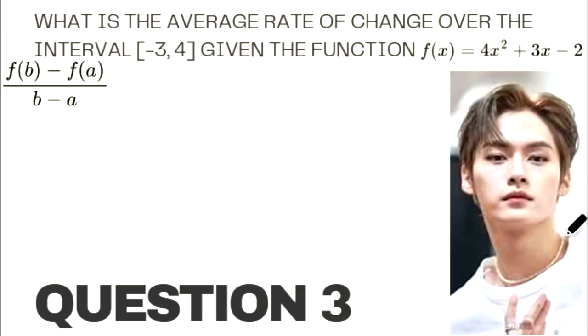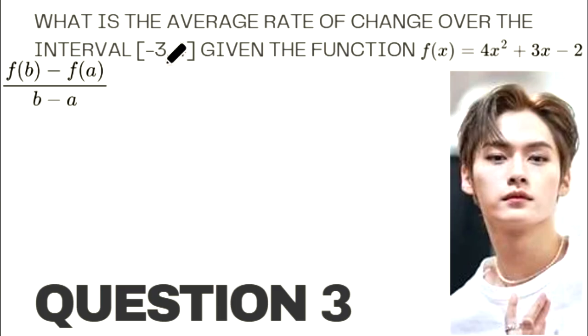Watch me go. All right, this is question 3, all you. What is the average rate of change over the interval negative 3, 4 given the function f of x is equal to 4x squared plus 3x minus 2? This time it wants you to go all the way to the end and find the average rate of change. Pause the video, go do it, come back.